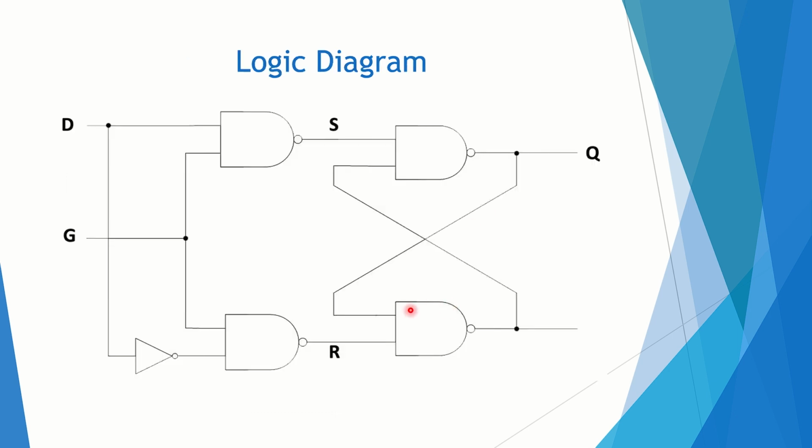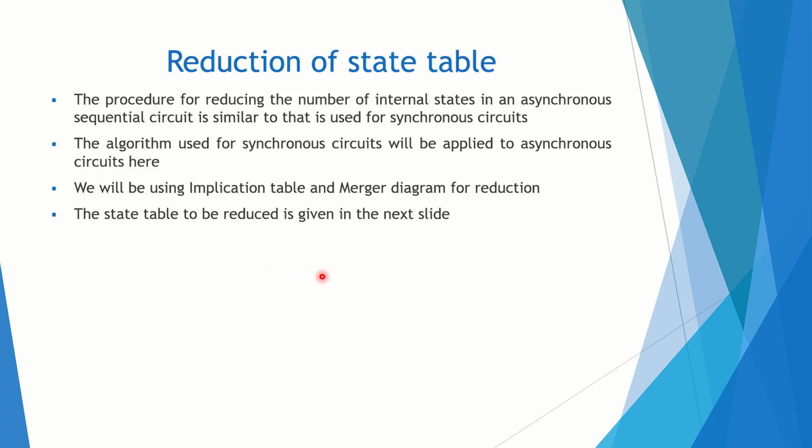So this is a logic diagram made up of latch. The same circuit shown before is made up of SR latch. So actually it is a D latch here. The gated latch acts as a D latch here. This is actually a D latch.